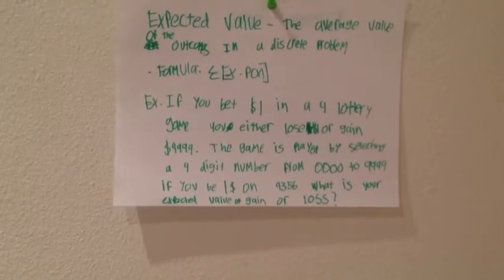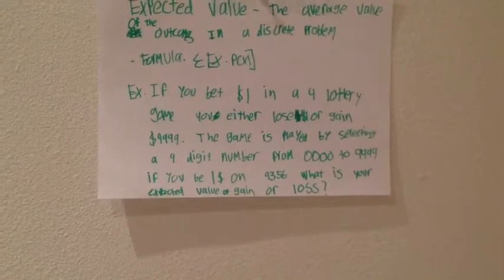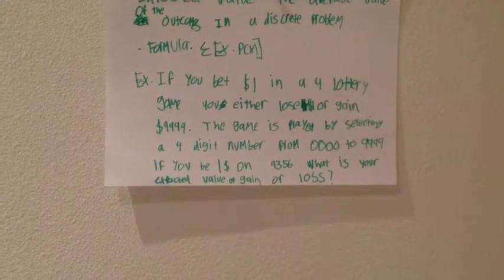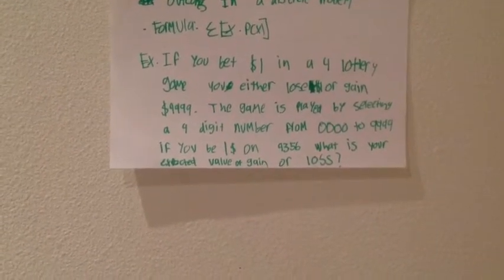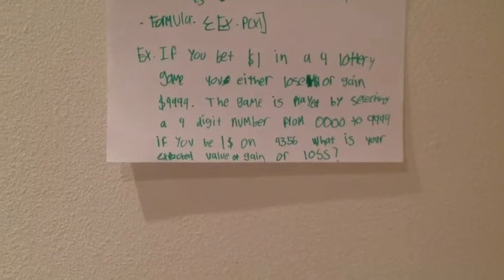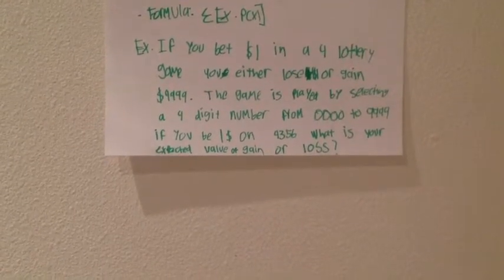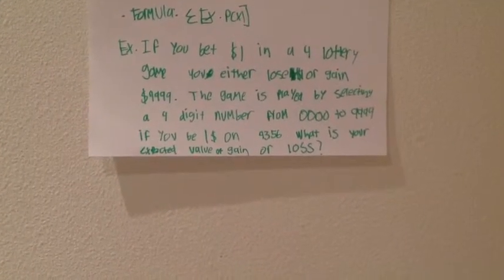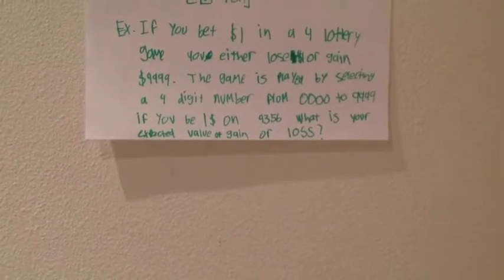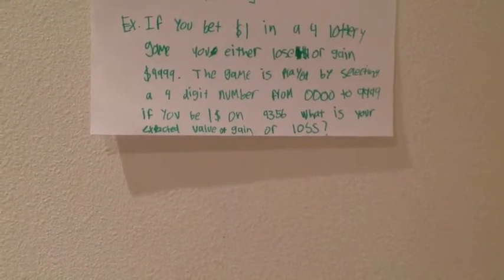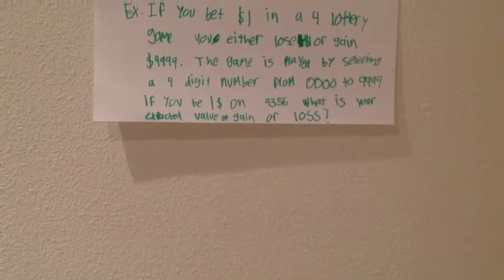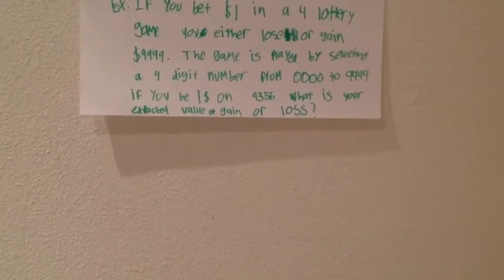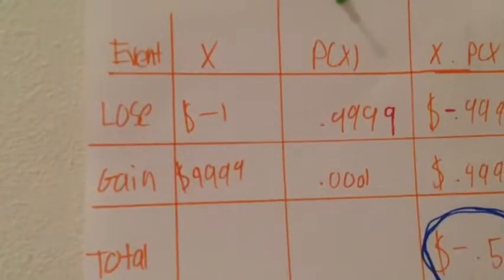If you bet $1 in a Ford lottery game, you either lose $1 or gain $4,999. The game is played by selecting a 4-digit number from 0000 to 9999. If you bet $1 on 4,356, what is your expected value of gain or loss? Now we're going to solve the problem.